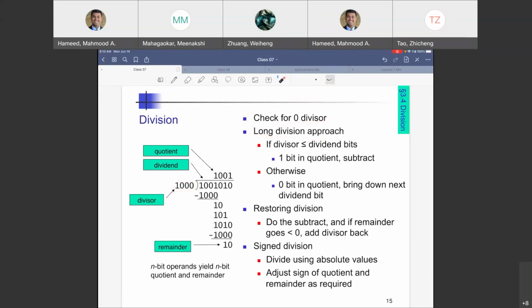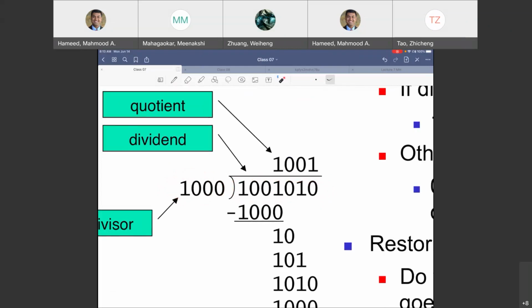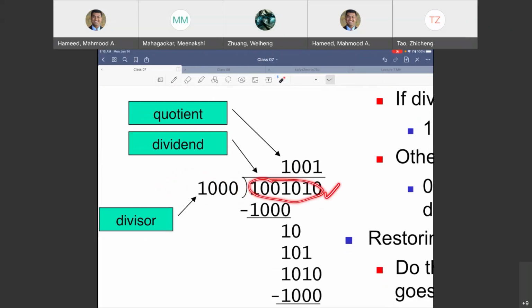Right? So let's talk about the long division approach first. In the long division approach, what do you do? This is very much like your long division approach. You first compare your dividend with your divisor. If your dividend is greater, in this case much greater than your divisor, what are you going to do? You write a 1 for the quotient and bring your divisor down here for a subtraction, subtracting the divisor from the dividend.